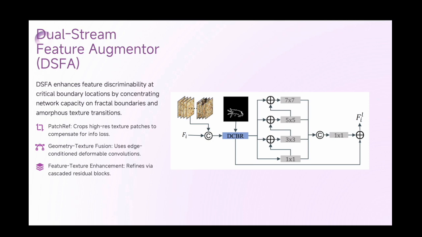Once our AETP generates the initial edge map, our DSFA module takes over. We designed this module specifically to act as a feature enhancer for ambiguous boundaries. We leveraged deformable convolution as its key component. What's novel here is that in our design, the sampling offsets of the convolution are guided by the edge map we just generated. This allows our model to focus its computational power exactly where it's needed most, on the object's true contour, leading to a far more precise feature representation.